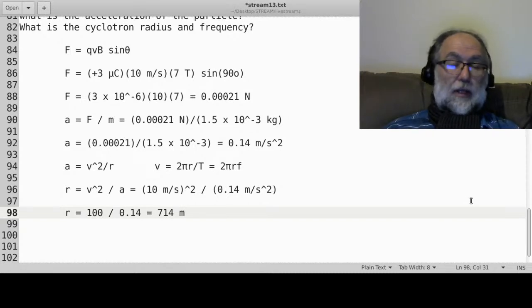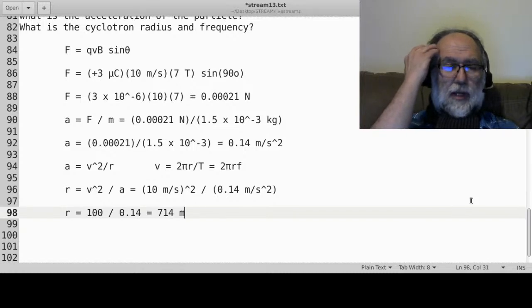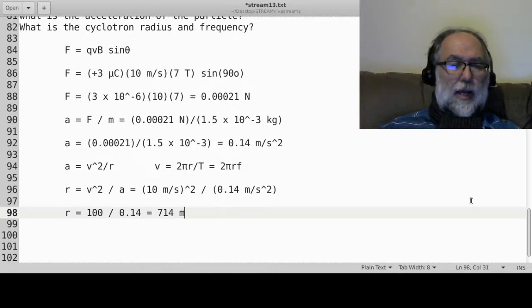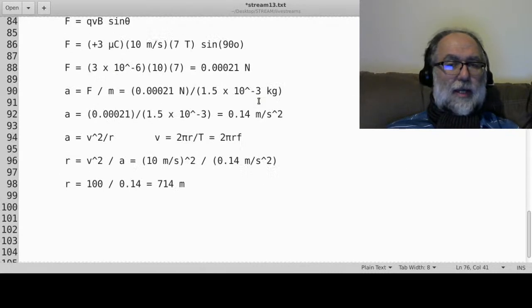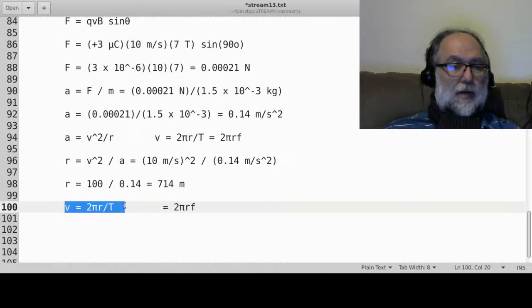So, like 714 meters, that's like 0.7 kilometers, okay? So that's a pretty big radius. All right, and what would the cyclotron frequency be? So then we also had this formula here, from last semester. Not this part here. We had this part.